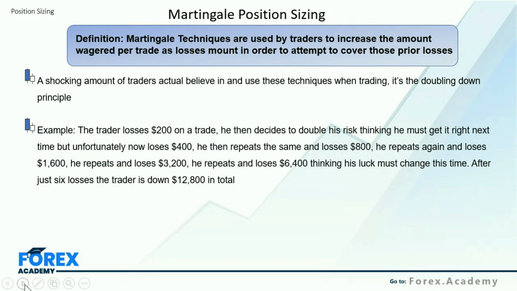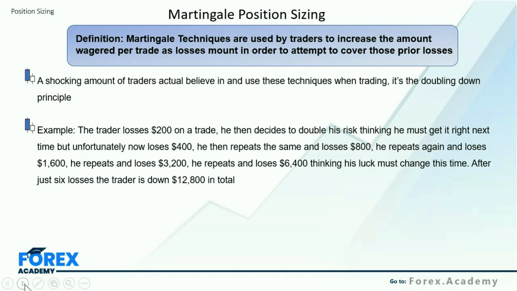Let's say a trader loses $200 on a trade. He then decides to double his risk once more, thinking he must get it right next time. But unfortunately, now he is down $400. He decides to repeat the same and goes through this doubling down process where now he's doubled his loss once more to $800 US, because they're trying to recover those previous losses. So he repeats this again and he sees a continual loss of $1,600 US. He does it again and sees a continual loss of $3,200.